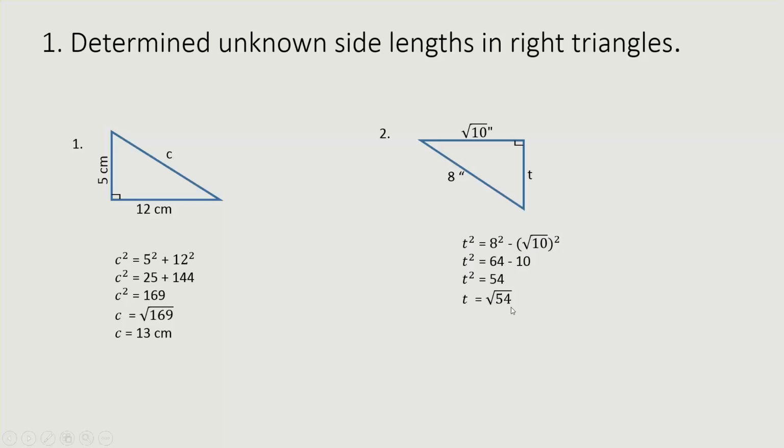We know that it is not a perfect square root. From the prerequisite material, we know how to simplify this. Yes, we change 54 to 9 times 6. So the square root of 9 is 3. So the result is 3 square root of 6 inches.